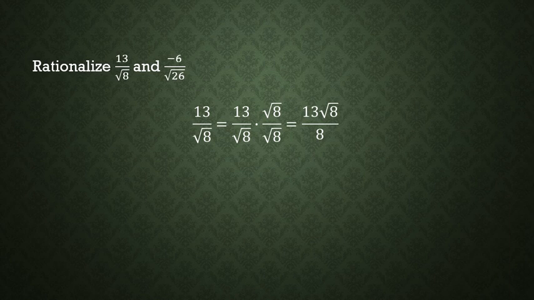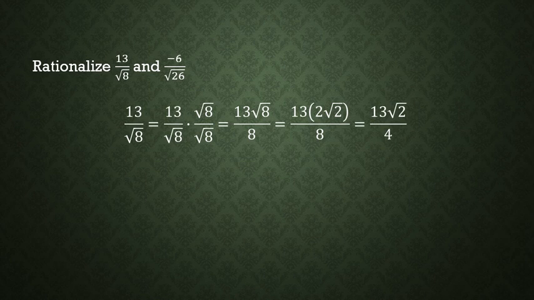Next one, negative 6 divided by the square root of 26. We're going to do the exact same thing, but now we're multiplying on the top and bottom by the square root of 26. But first, the square root of 8 here is equal to 2 times the square root of 2. And we actually can simplify that out further. That is my apology, my bad. So we actually can simplify that further to 13 times the square root of 2 all over 4.